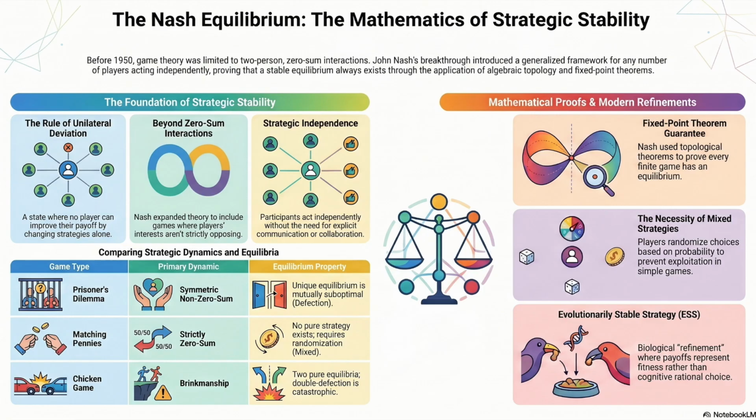The expected biological payoff of the mutant playing against the established resident must be strictly less than the payoff of the resident playing against itself. Meaning, the mutant performs worse against the established population than the established population performs against its own kind. The mutant is immediately at a survival disadvantage. It gets outcompeted and dies out.